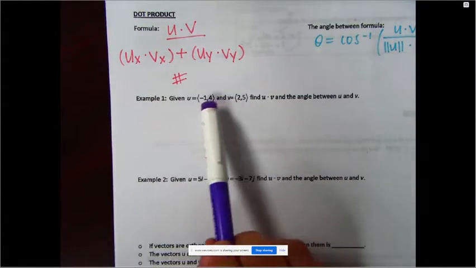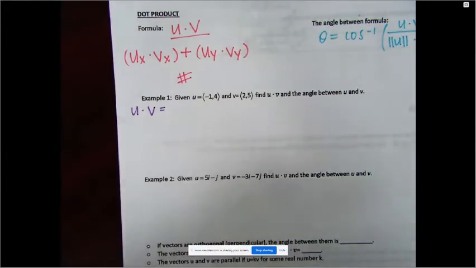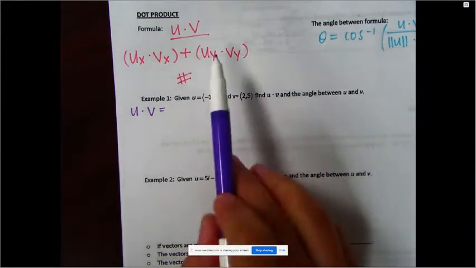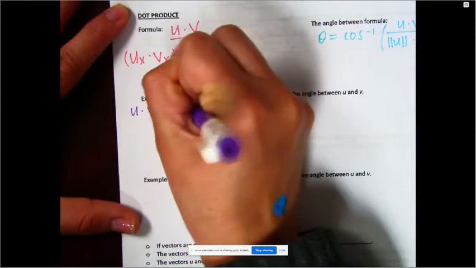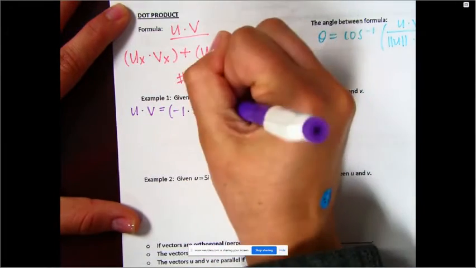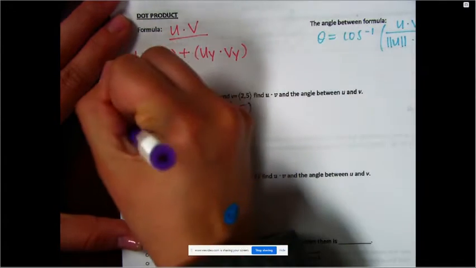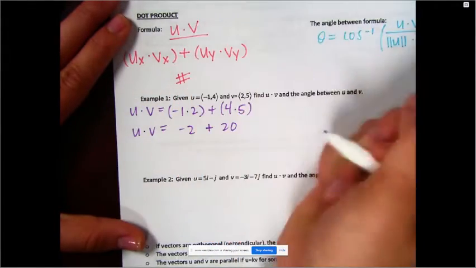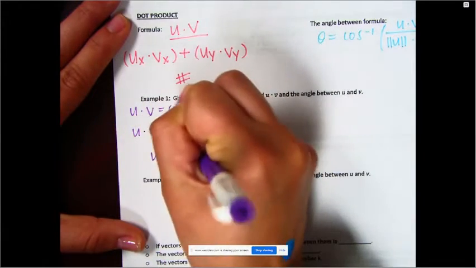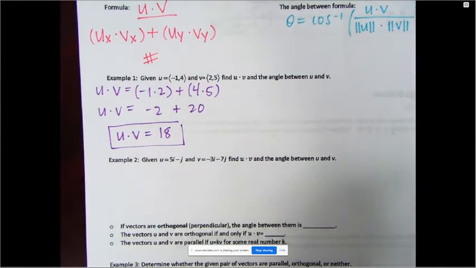Example 1. Here's our two vectors. We're going to find the dot product and the angle between. So if I'm going to find the dot product of u and v, I do x times x plus y times y. So both x values are -1 and 2. So I'll do -1 times 2 plus 4 times 5. So I multiply x and x plus y times y. So let's do that. This will give us -2 plus 20. So the dot product is 18.